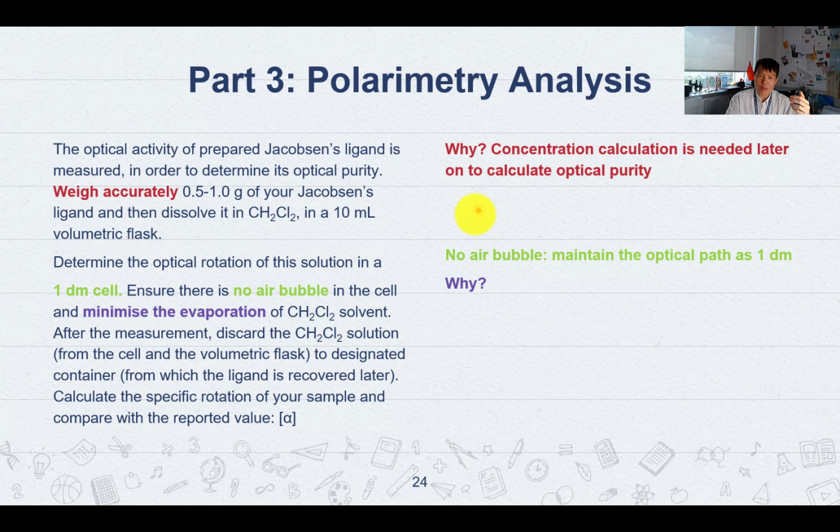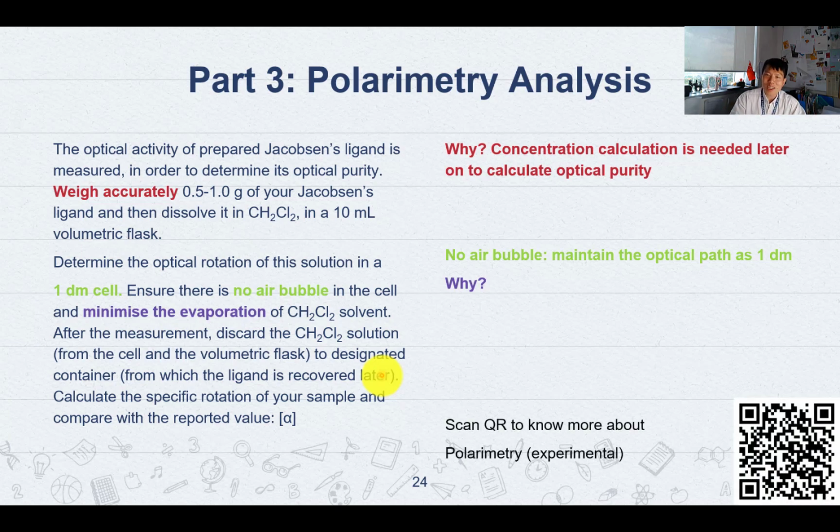And you minimize the evaporation of the dichloromethane solvent. After you measure this, discard the DCM, not so healthy, from the cell and also the volumetric flask, in a chlorinated waste solvent. Then you can also recover the ligand, because this is not very affordable. It can become expensive. You can weigh the specific rotation, press on the button, and then see the alpha value. How to do it? Again, I've put down the QR code for you, for easy reference.